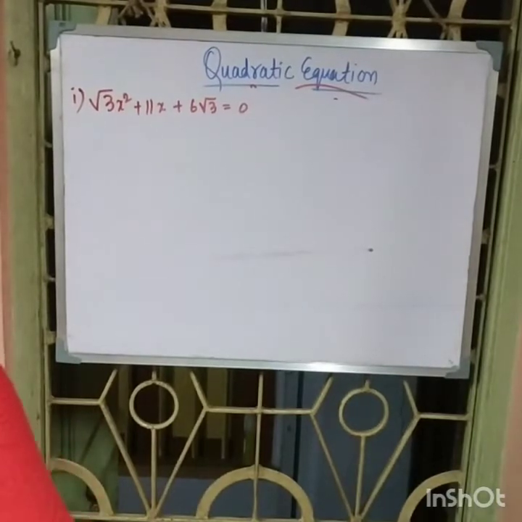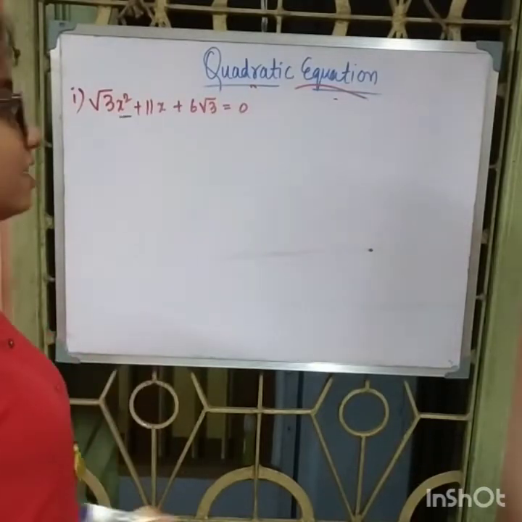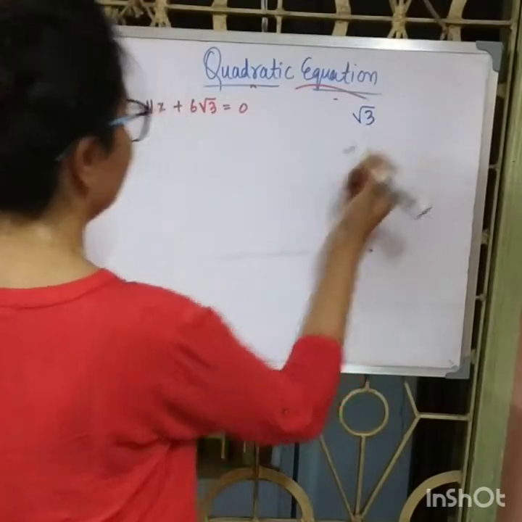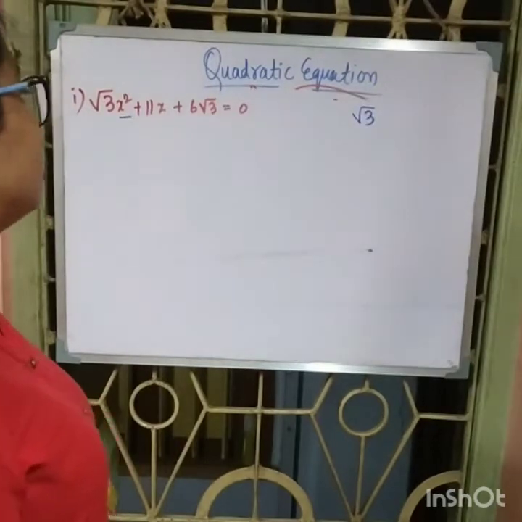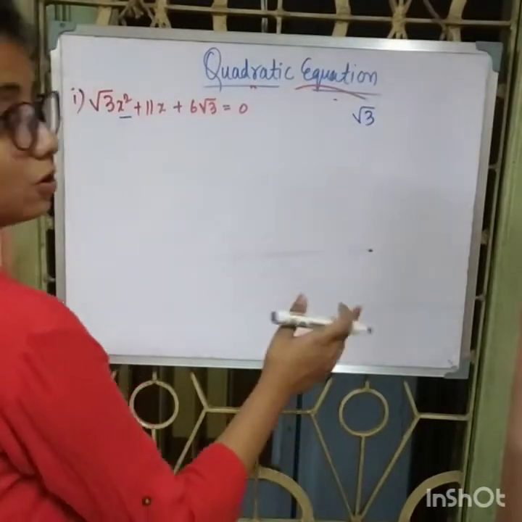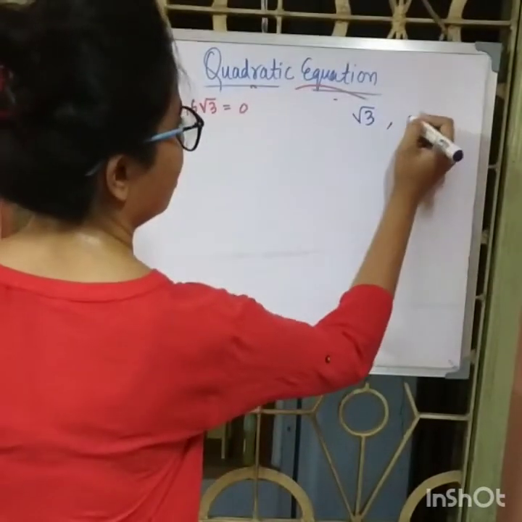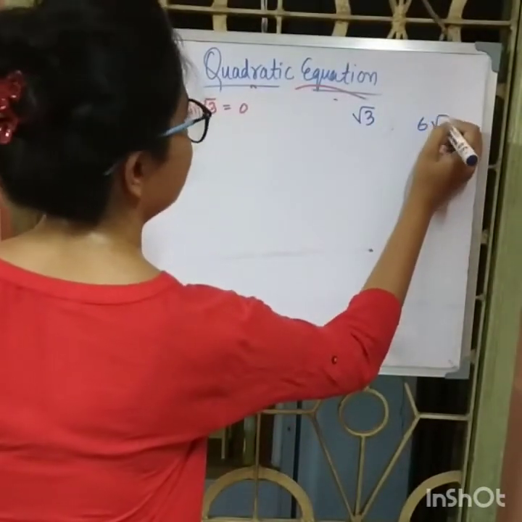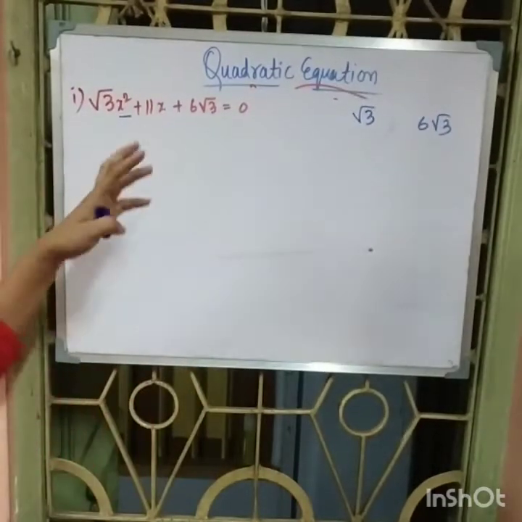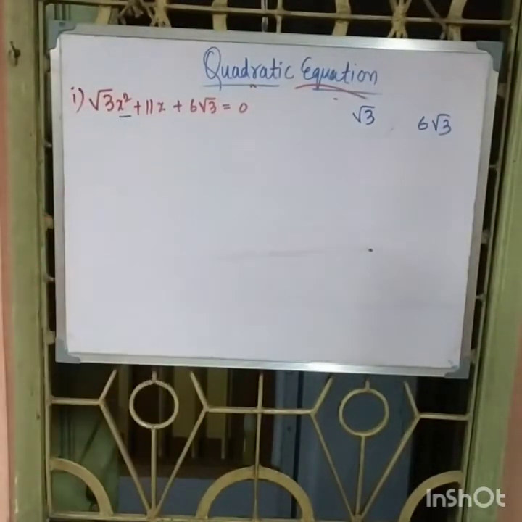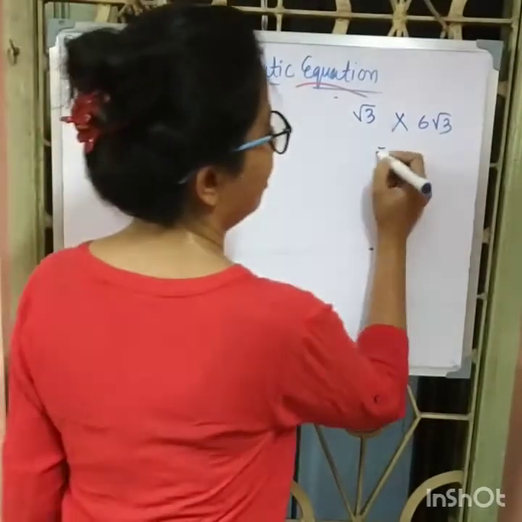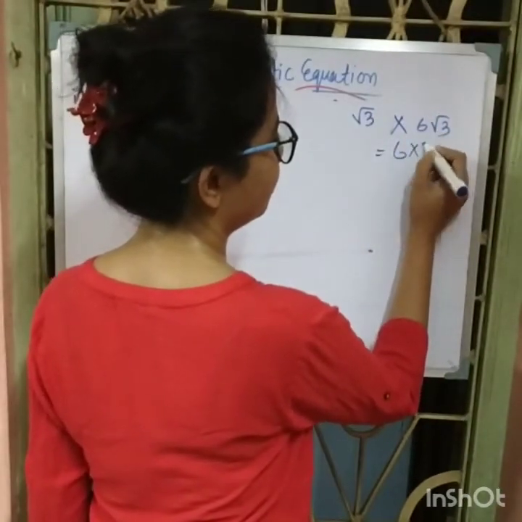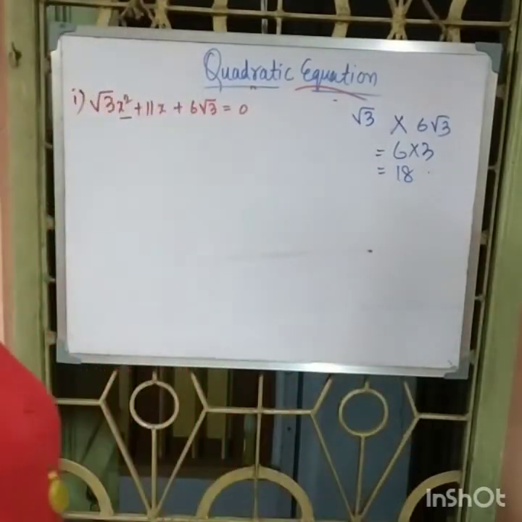The same process. We take the coefficient of x square, that is root 3. We take the constant term, the coefficient of x to the power 0, whatever you want to call it. So that's here 6 root 3. The coefficient of x square is root 3 and the constant term is 6 root 3. We multiply them. 6 ones are 6, and root 3 into root 3 gives 3. That comes to 18.